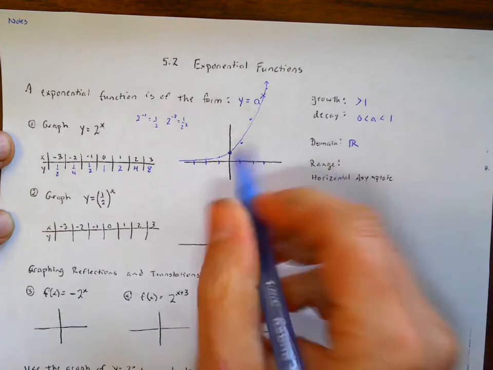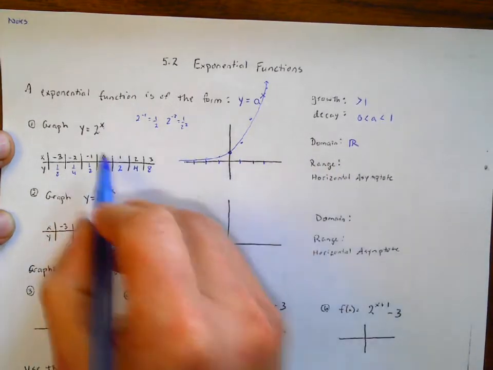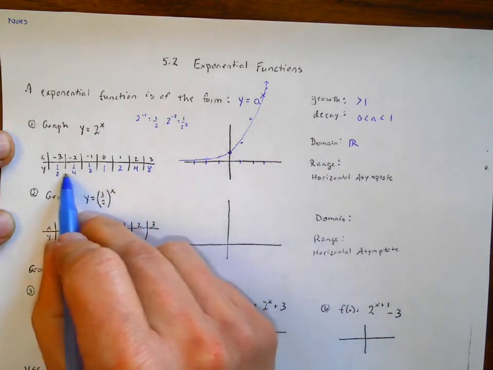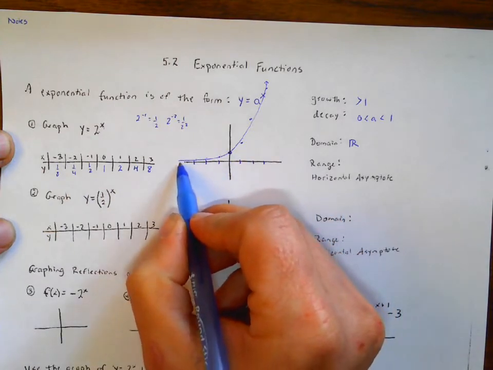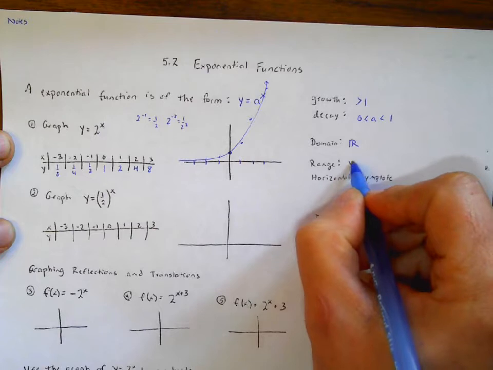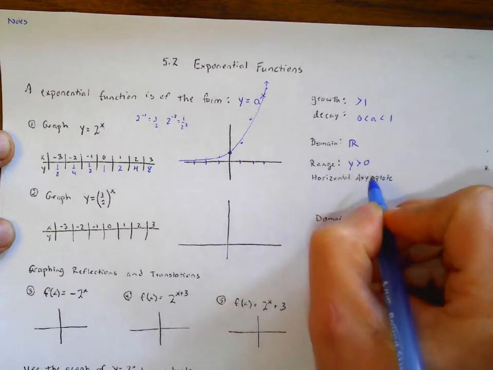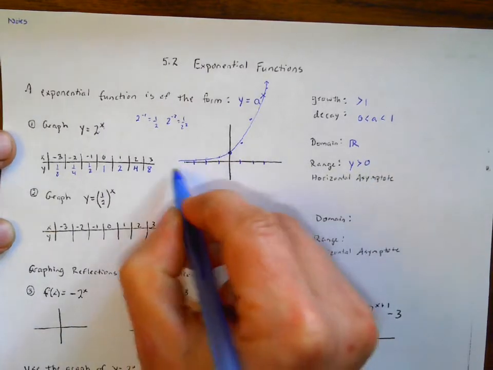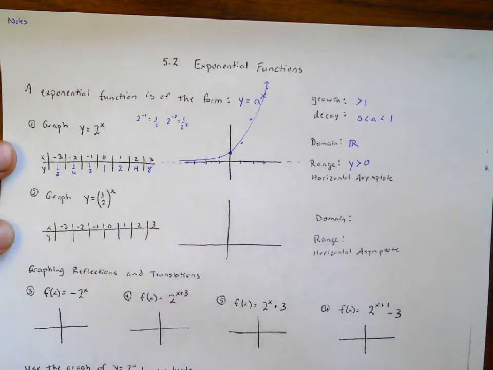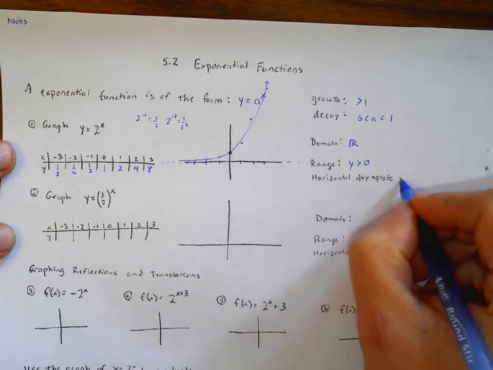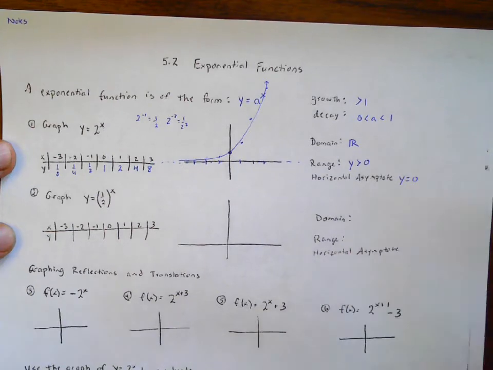And our range, now going this direction, I always keep taking half. If I keep taking half of a number, will I ever reach 0? Nope. So we know that our y's are going to be greater than 0, not equal to 0. We have that asymptote there at 0. So there's a horizontal asymptote at y equals 0.